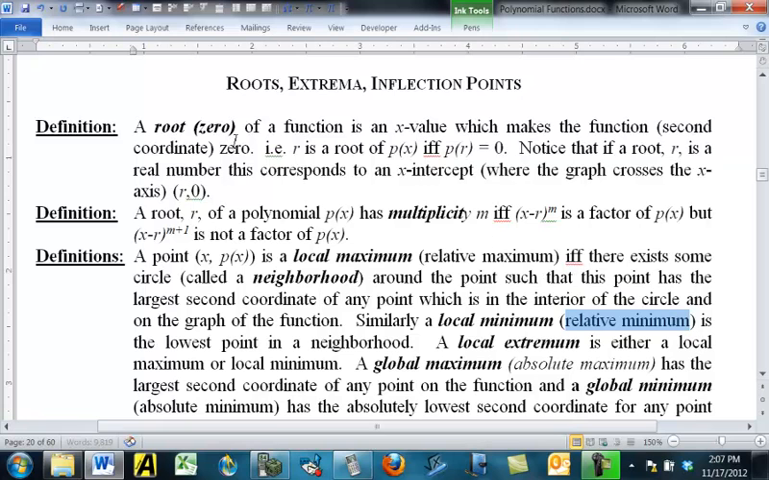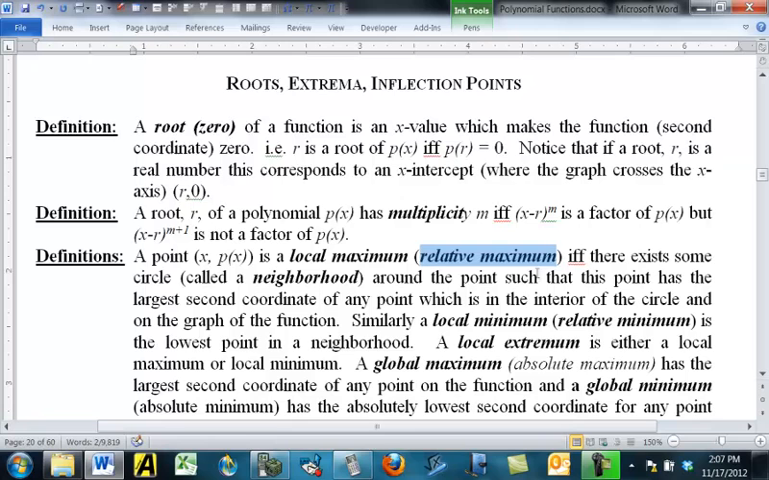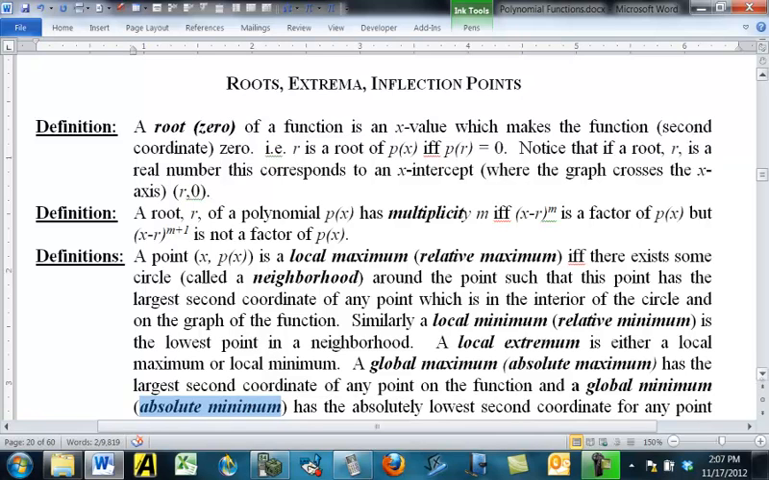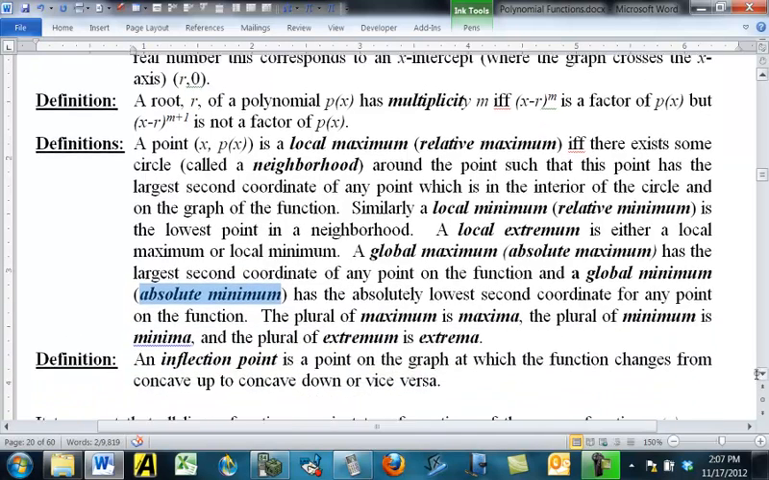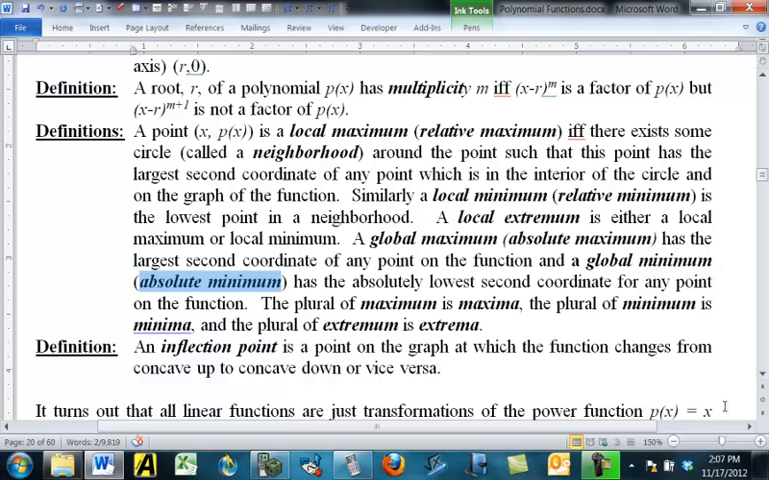Okay, so a relative minimum or a local minimum is the same thing. A local maximum or relative maximum is the same thing there. If you don't care whether it's a maximum or a minimum, you call it an extremum. The plural of maximum is maxima. The plural of minimum is minima. Those are Latin, that's the Latin plural. And the plural of extremum is extrema.